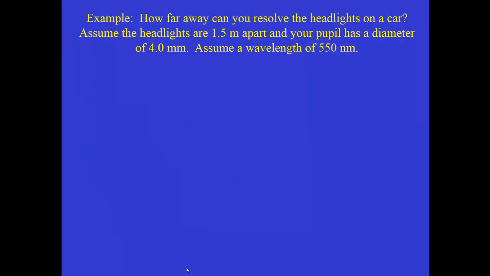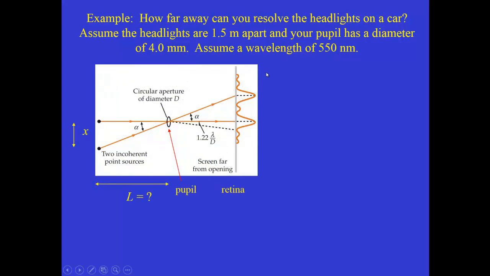How far away can you resolve the headlights on a car? We'll make some assumptions about their geometry. They assume the headlights are 1.5 meters apart and your pupil has a diameter of 4 millimeters, and then because light from headlights is generally white light, we'll use a wavelength value that's at the middle of the visible spectrum to do the calculation. So those will be the assumptions that we make. And the sketch is critical here.